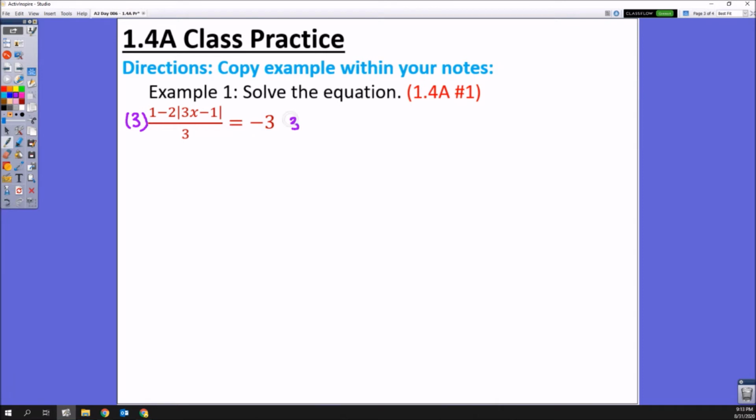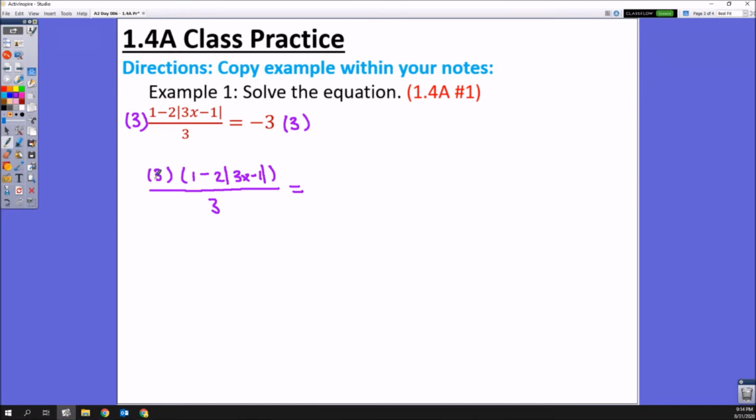So what happens here is when you multiply by 3, this is what it's going to look like. So that's what the top is going to look like. Remember, when you multiply a fraction by a whole number, it multiplies the numerator. So this is my original numerator, 1 minus 2 times the absolute value of 3x minus 1. Notice how they're the same? So the only difference is that the 3 that I multiply by is now in the numerator.